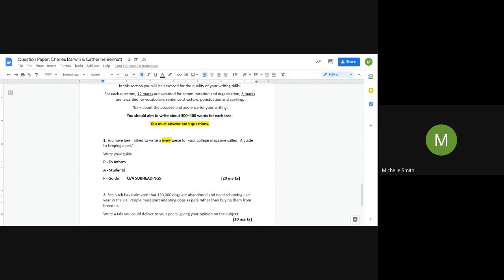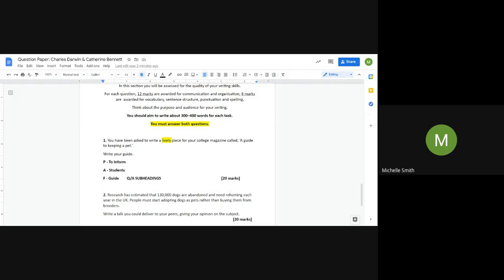Because we're writing for students, maybe we could talk about things that would appeal to students. What's the best kind of pet for a student to have? Is it a cat who will laze around with you while you're trying to do your revision? Or is a cat really annoying when you're trying to do that because they want to stand on your keyboard all the time? Is it going to be a dog? Is it going to be a fish because they're no trouble and they don't really do anything?